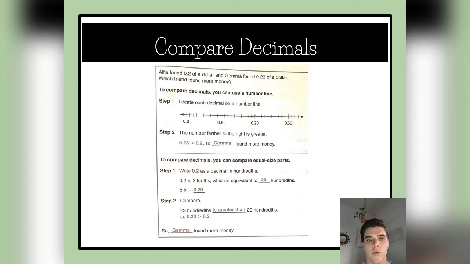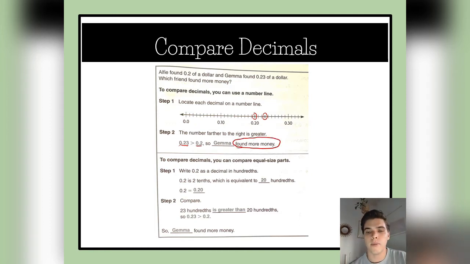Compare some decimals. Allie found 0.2 or 2/10 of a dollar, and Gemma found 0.23 or 23 hundredths of a dollar. Which friend found more money? The instructions say to compare decimals, you can use a number line. So this is one way we could do it, right? We could draw a number line, and then she marked 2/10 or 20 hundredths here, and 23 hundredths here. So step 2, the number farther to the right is greater, right? Because the number line is going upward from left to right. So 23 hundredths is greater than 2/10. So Gemma found more money.